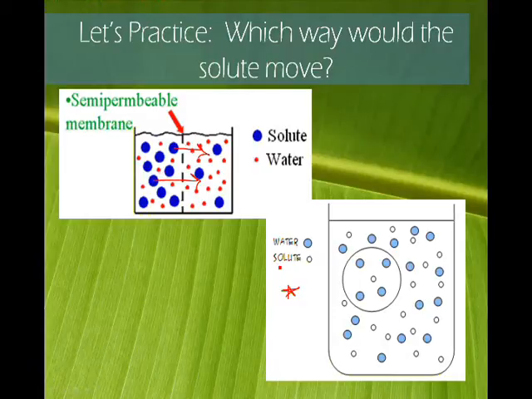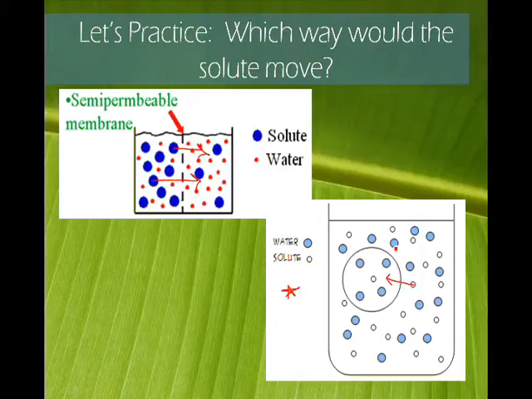Make sure to always pay attention to your key. Here, the solute is the smaller white circles, whereas the water is the big blue ones. You should always pay attention to that because it's the opposite of how the key is up here. In this case, there are fewer white circles on the inside than there are on the outside. So we would move from an area of high concentration to an area of low concentration.